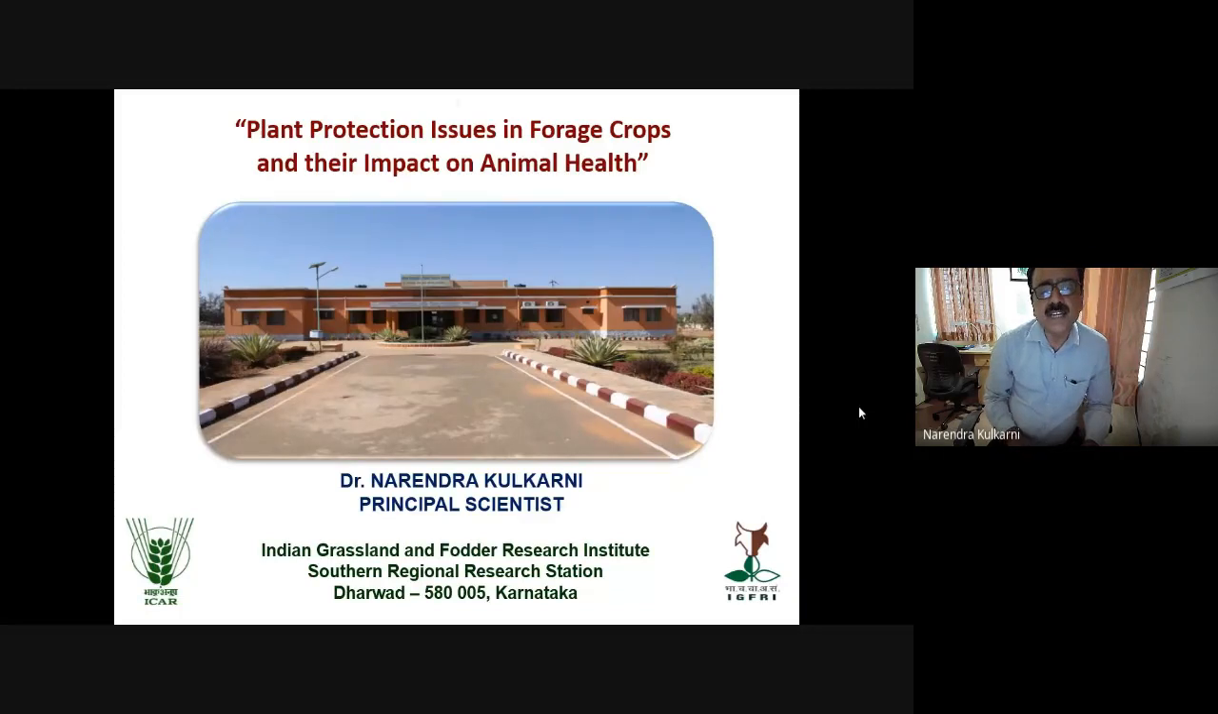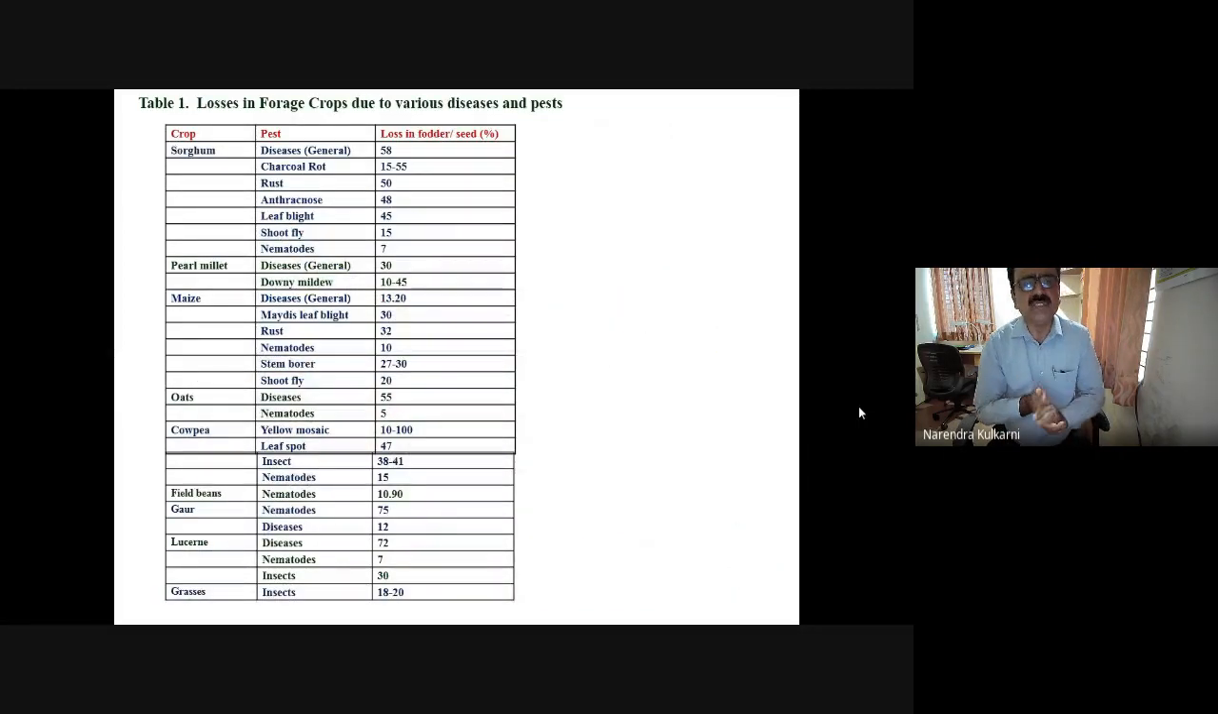Okay. So let us begin with the first slide on the losses in case of forage crops due to various pests and diseases. To take an example of even forage.